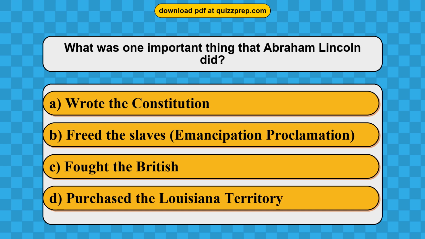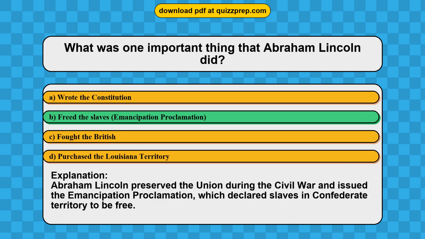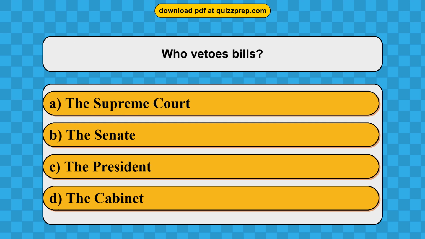Question 65. What was one important thing that Abraham Lincoln did? Option A, wrote the Constitution. Option B, freed the slaves, Emancipation Proclamation. Option C, fought the British. Option D, purchased the Louisiana Territory. The correct answer is option B, freed the slaves, Emancipation Proclamation. Abraham Lincoln preserved the Union during the Civil War and issued the Emancipation Proclamation, which declared slaves in Confederate territory to be free.